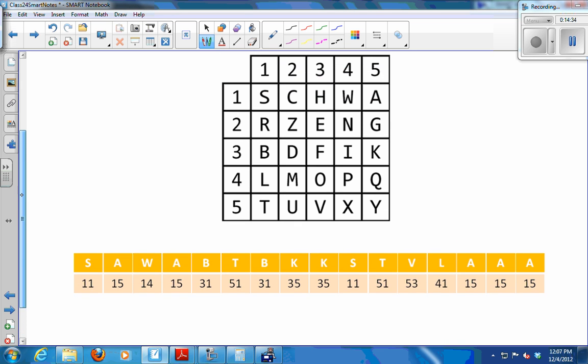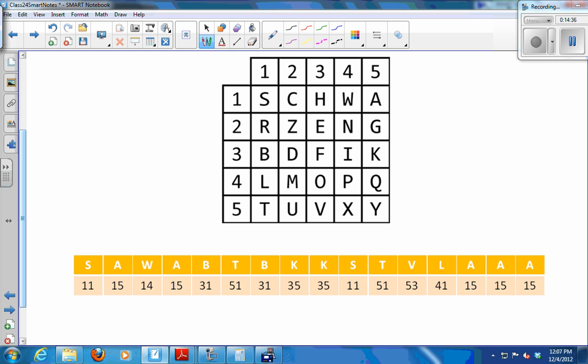So I look up each letter in the square and write down its row column horizontally, because I'm going backwards from before, working backwards. So I look up S. Here's S, it's 1-1. Write down a 1-1. We look up A, it's 1-5. So I put down 1-5.